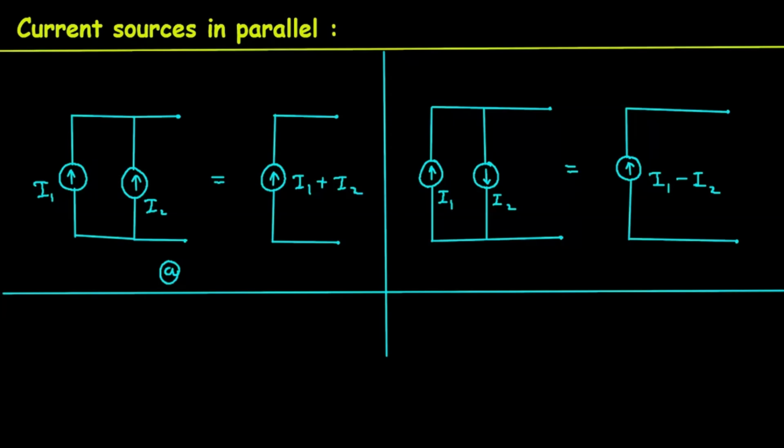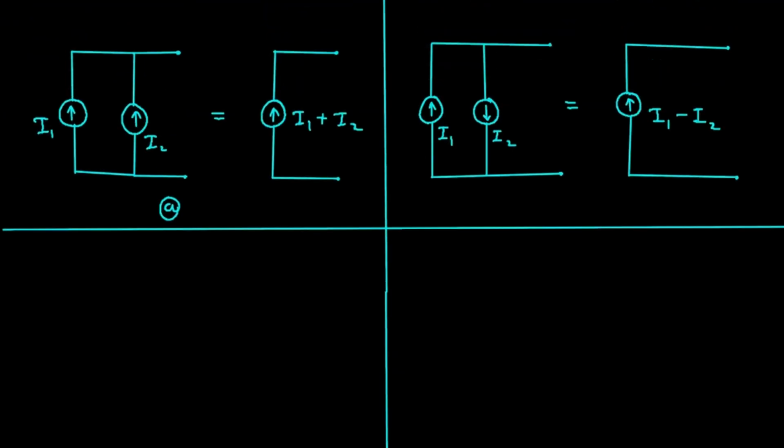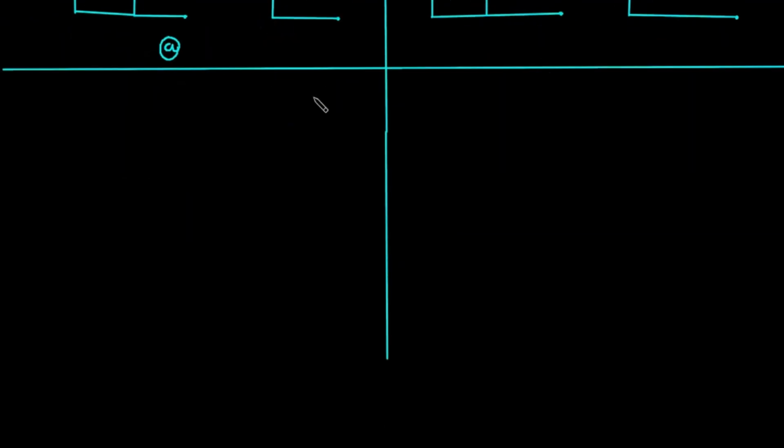Now next, again, there are two more possibilities. So now let's say two more current sources are connected in parallel, but this time this is on the downside and one more current source on the upper side.